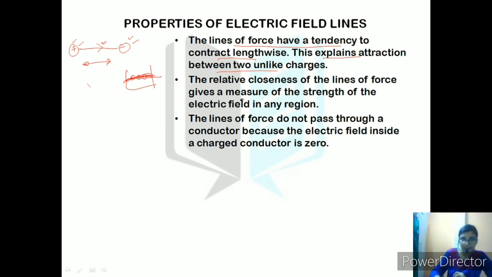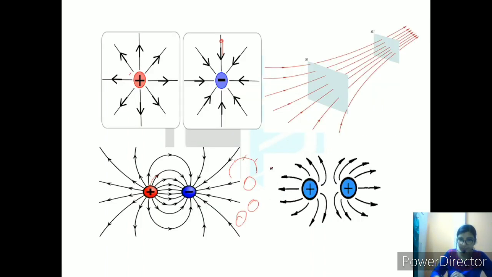Now the second property is that the relative closeness of the lines of force gives a measure of the strength of the electric field in any region. So for that, let's consider a figure. Here, see, in this region the field lines are far away from each other, right? And as we move away, you see, field lines are closer to each other.